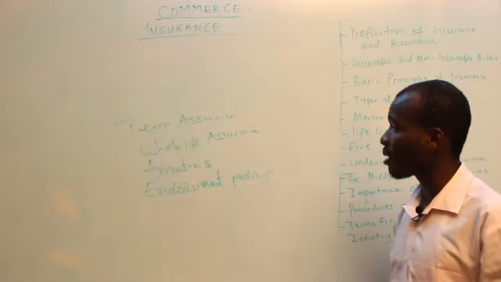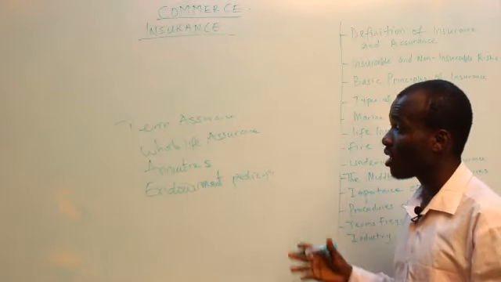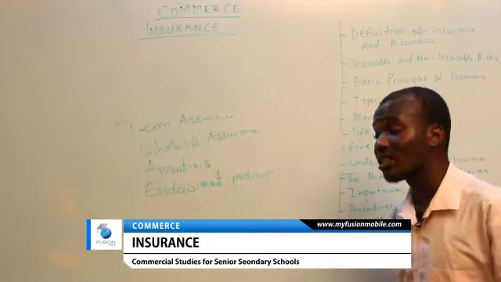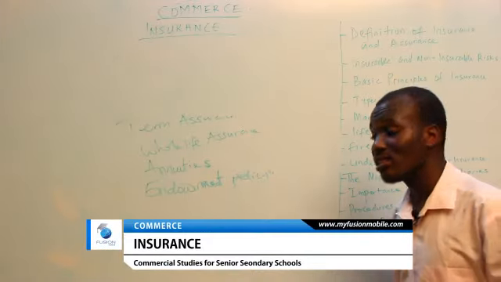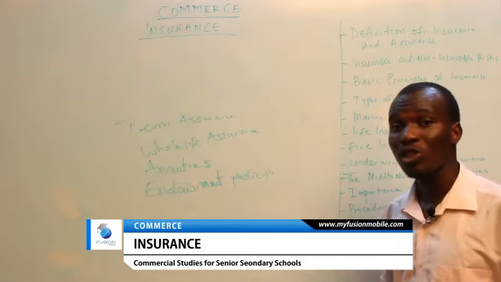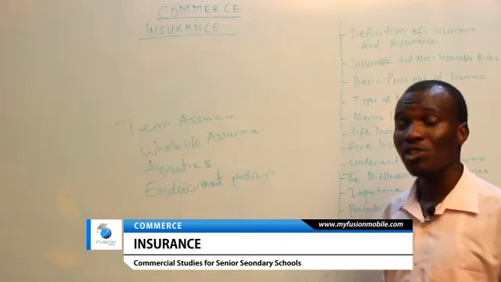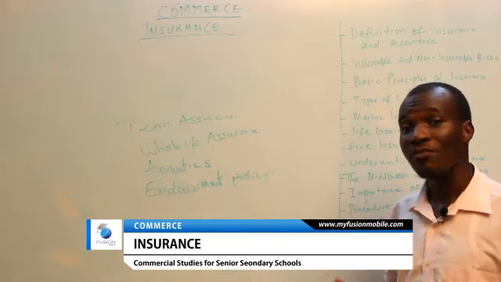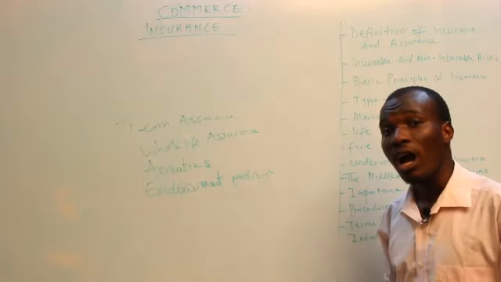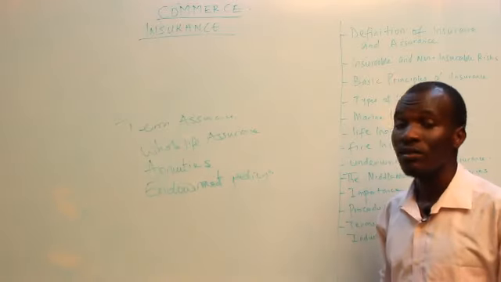Now the next thing we can talk about is the annuities policy. This usually deals with fixed payment of a certain amount of money during the life of the person. So a fixed amount of money will be paid frequently, in the form of an annuity, to the person until the death of the person.